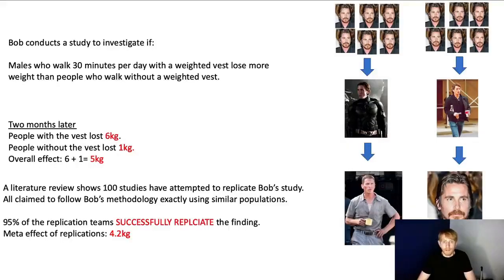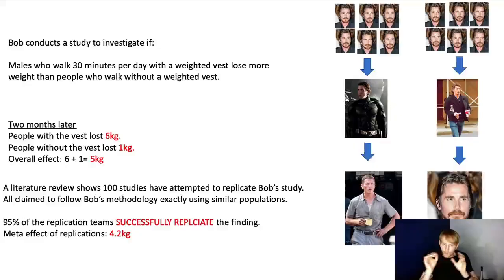And when you take the meta effect, so meta basically means when you look at all the studies and you take the average effect, you find that Bob produced a slightly larger 5 kilogram weight loss, but the average weight loss of all those 100 studies was 4.2 kilograms. In other words, Bob's finding successfully replicated.